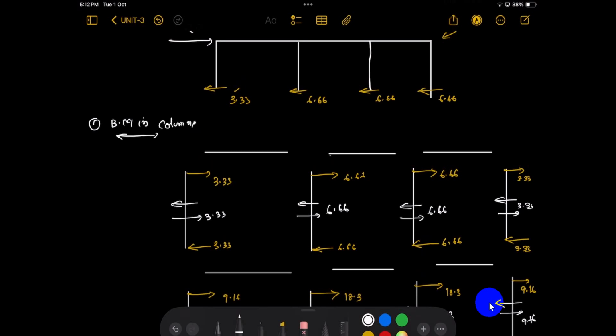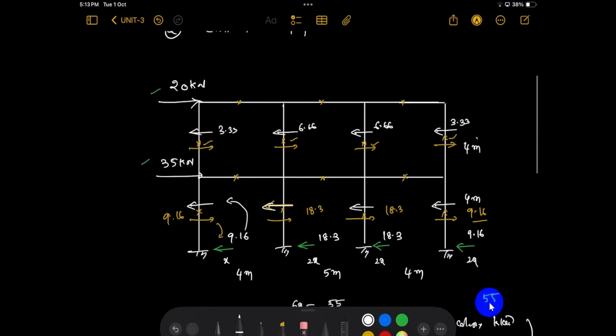Bending moment in columns. First, see this column. What is the bending moment at this location? This is the load and this is the distance. What is the distance? It is 4 meters, so half of the distance is 2.